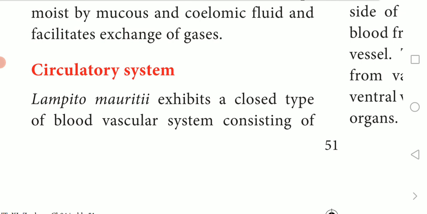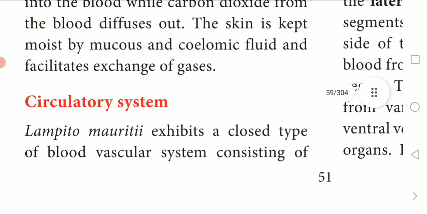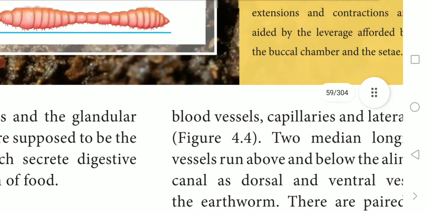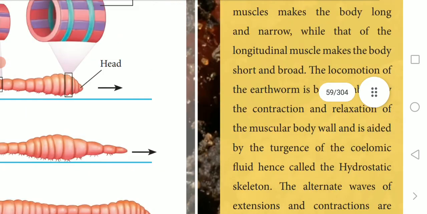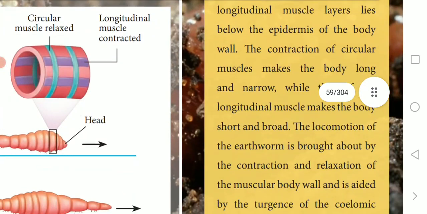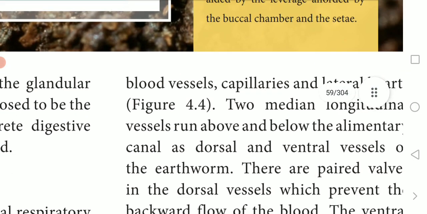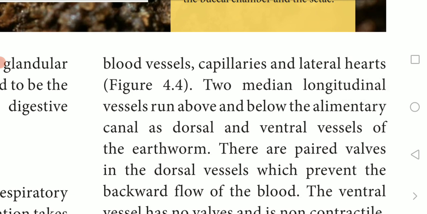Lampito mauritii exhibits a closed type of blood vascular system, consisting of blood vessels, capillaries and lateral hearts. So here in this earthworm, the blood vessels are there, capillaries are there, lateral hearts are present.